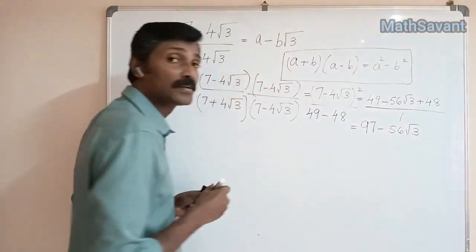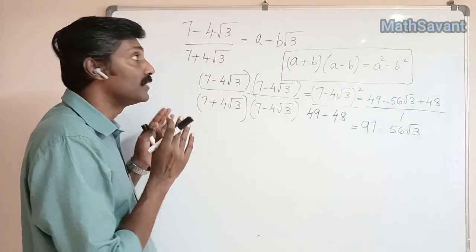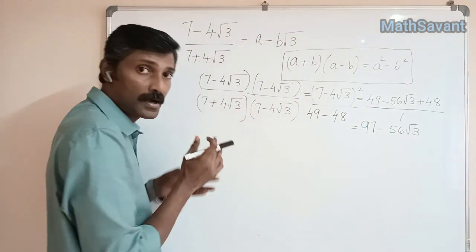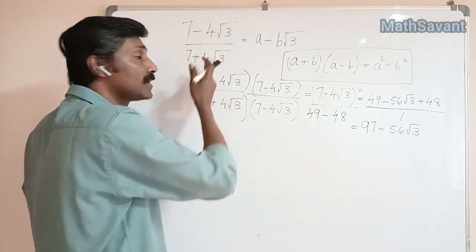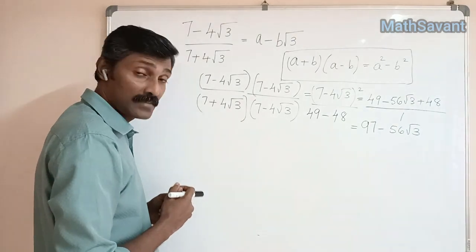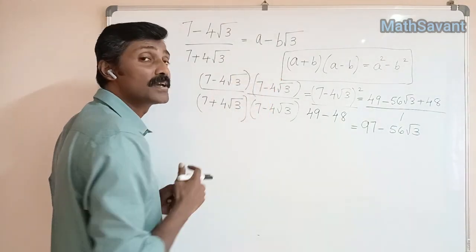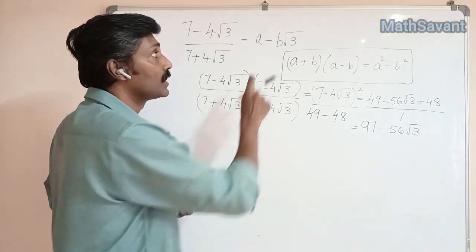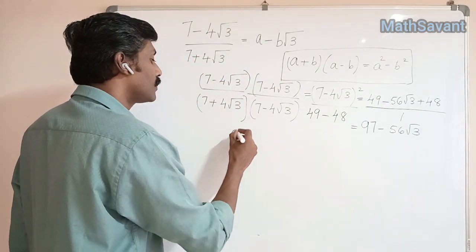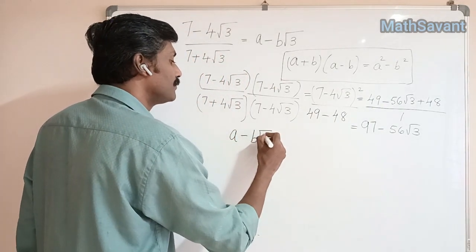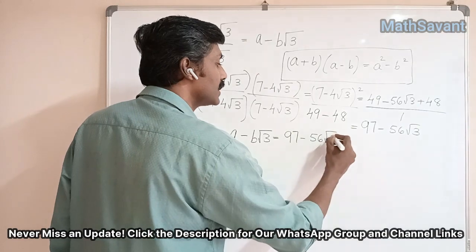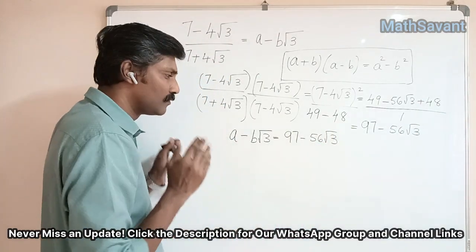Now let's go back to the question and have a very clear observation of what is given on the right hand side. It is a minus b root 3. So somehow we have managed to simplify the left hand side and we got the answer as 97 minus 56 root 3. But it is given that this is equal to a minus b root 3. Now we see that we have a constant a here, we have a constant 97 here. So let's rewrite that. So what we got is a minus b root 3 is equal to 97 minus 56 root 3, right?